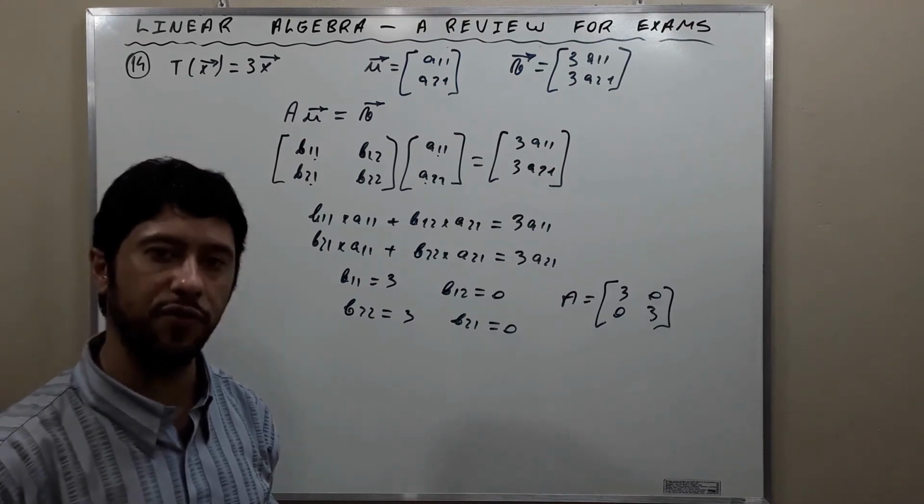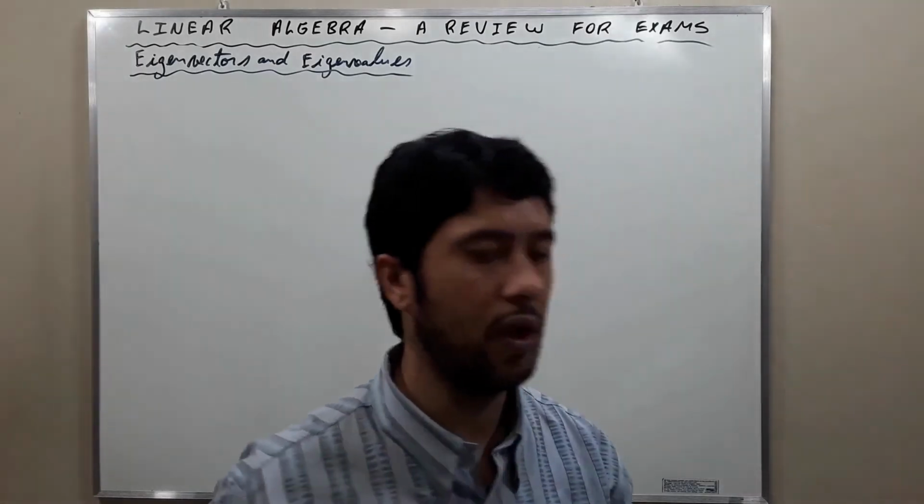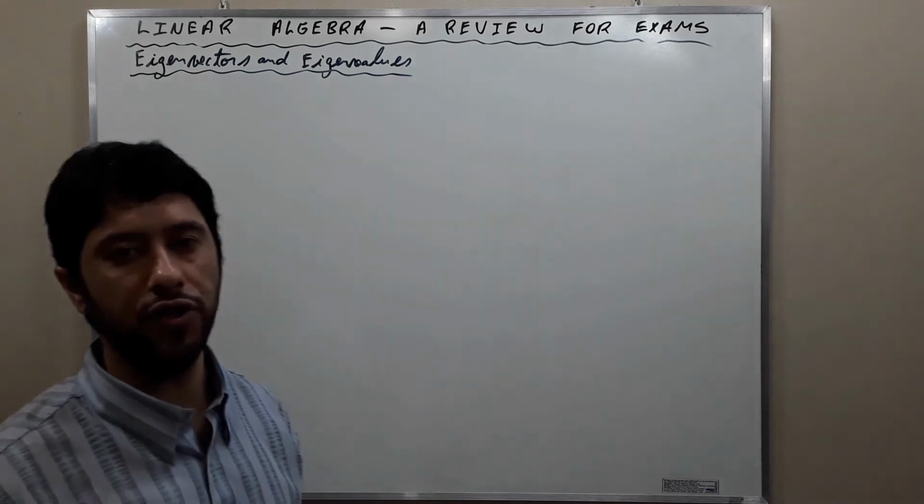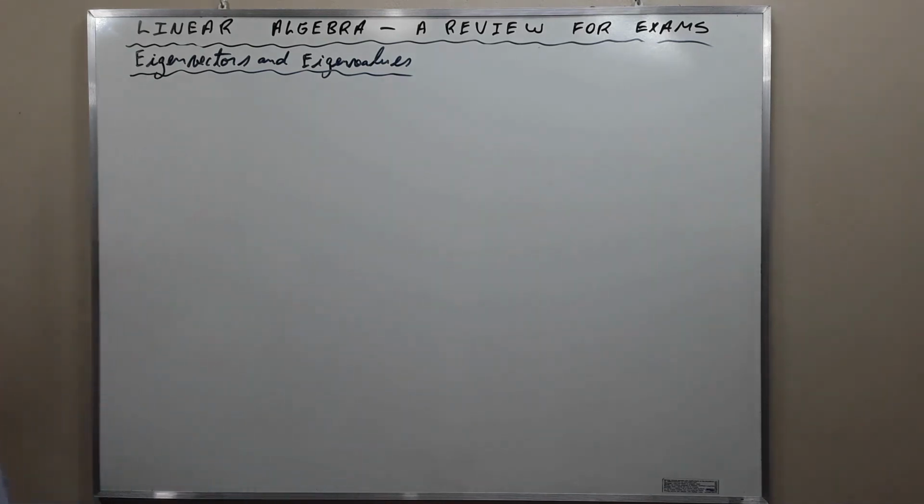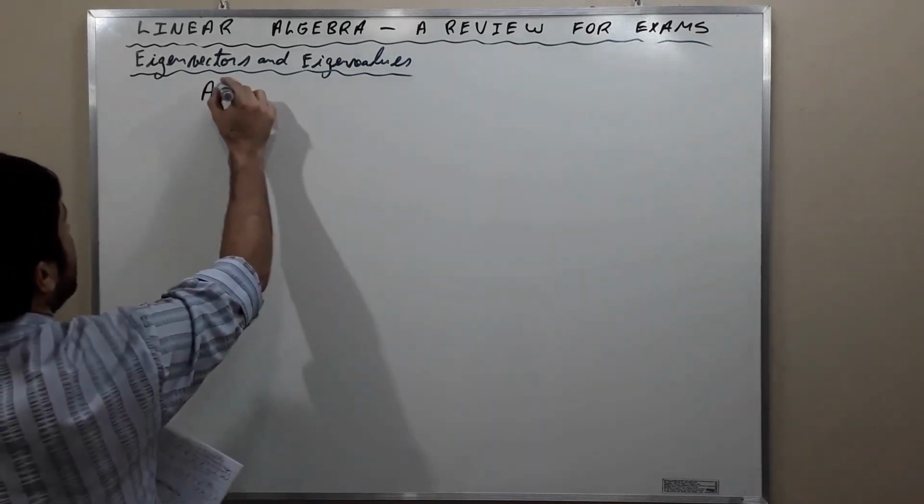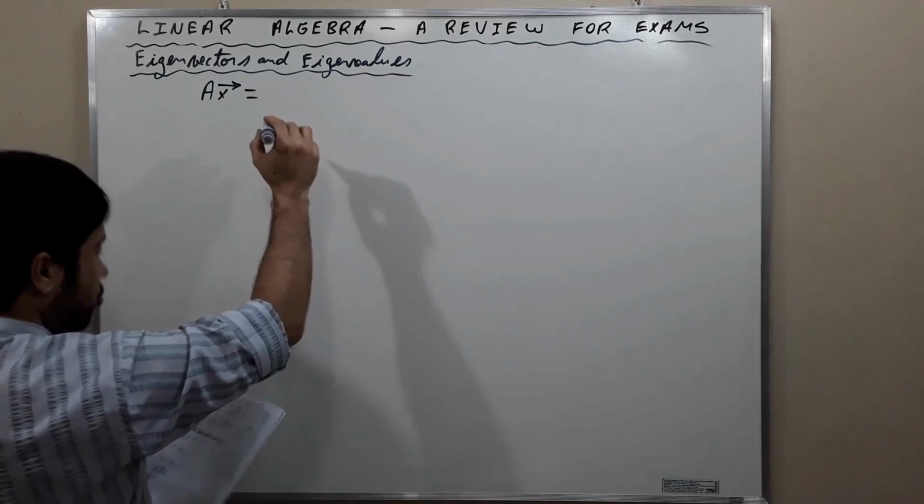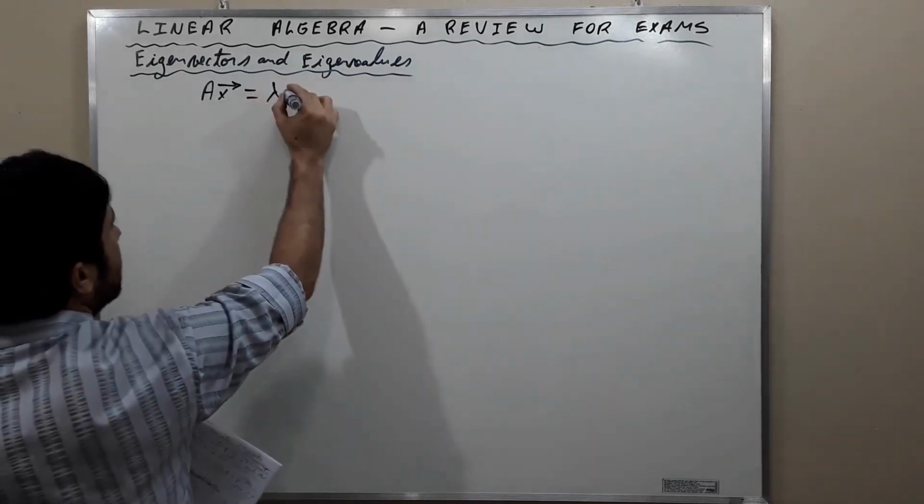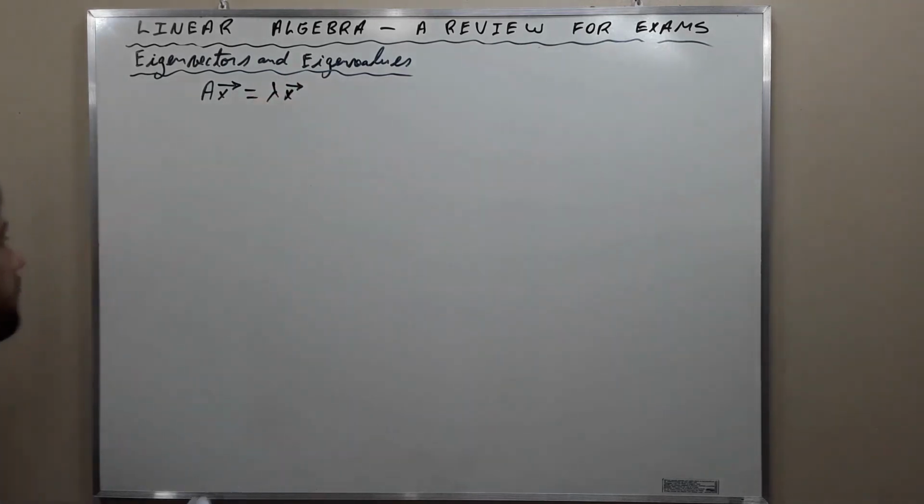Let's go to exercise 15. To finish our review, let's discuss eigenvectors and eigenvalues. Okay, what is an eigenvector? An eigenvector of a matrix is a non-zero vector such that Ax is equal to lambda x, okay?